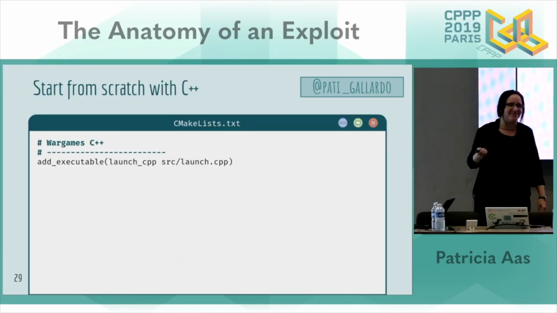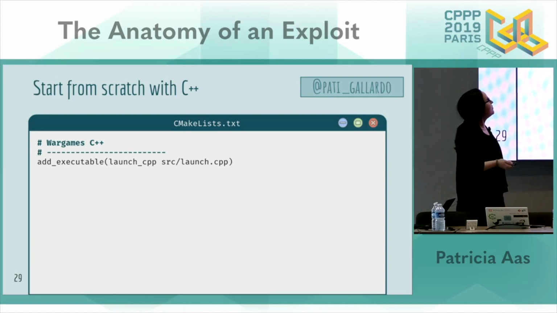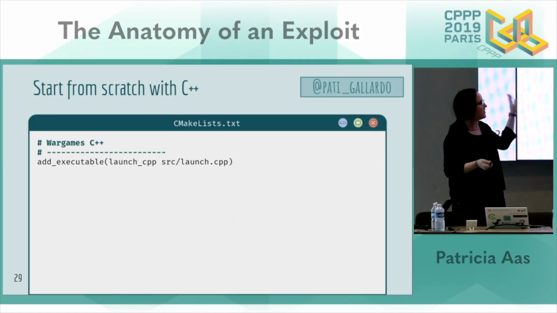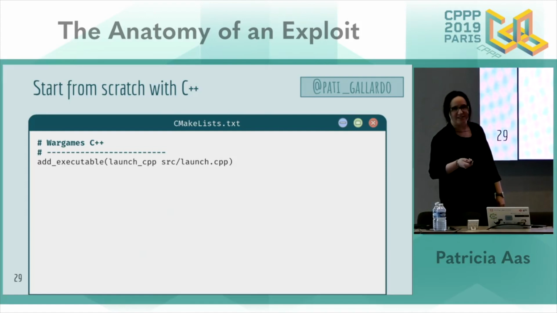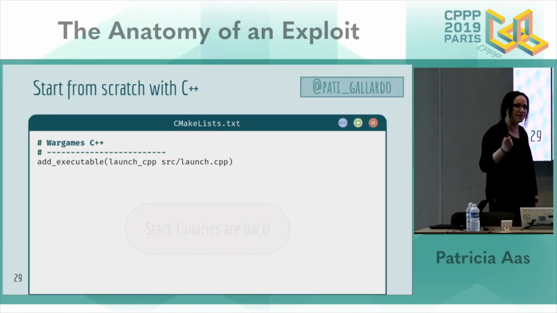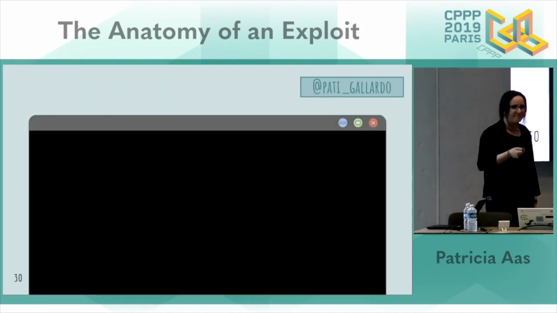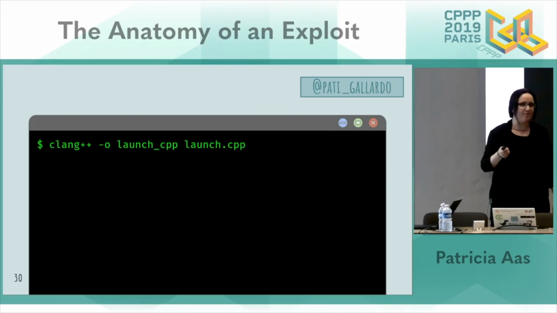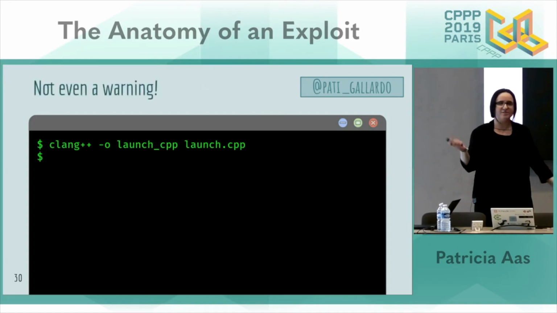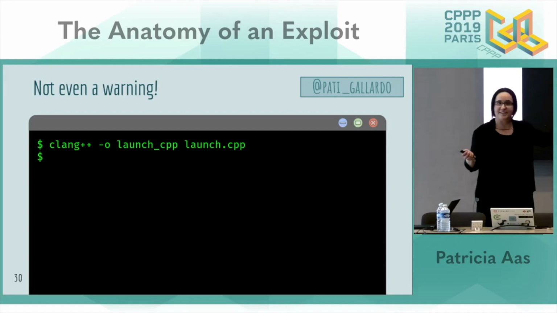So now we go back, and we're going to compile our new C++ code, and we take away, we don't have any of the other exceptions that we did for C. So it's just this one line to compile our C++ code. And the stack canaries are back, so everything's back again. We compile it. And there was not even a warning. So this must be better than gets, because there was nothing to indicate that this was problematic.